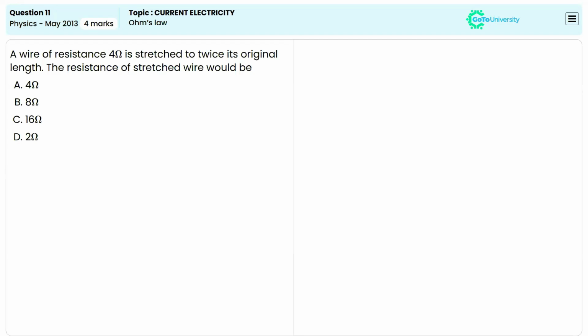Okay, so here it's given in the question, a wire of resistance 4 ohm is stretched to twice its original length. What will happen to the resistance of the stretched wire? Here, it's known that the resistance can be calculated using the formula rho L divided by A. So it's given in the question that this wire was stretched to twice its original length. So if I take L as the original length, after the stretching, we can write the length will be 2L, right?